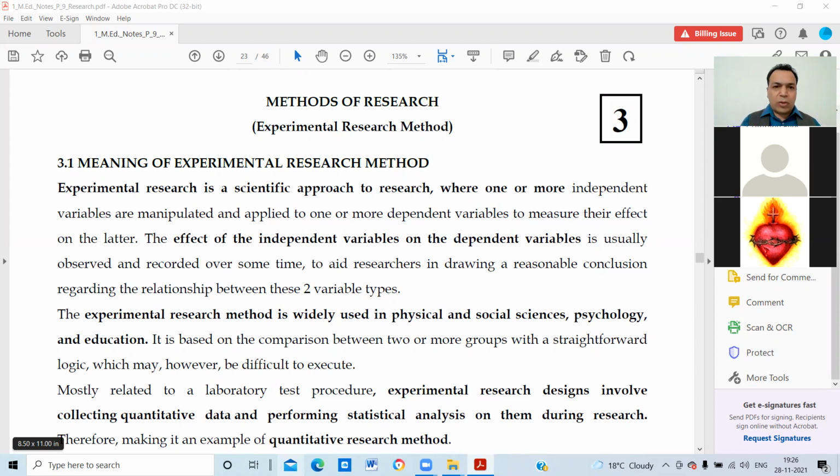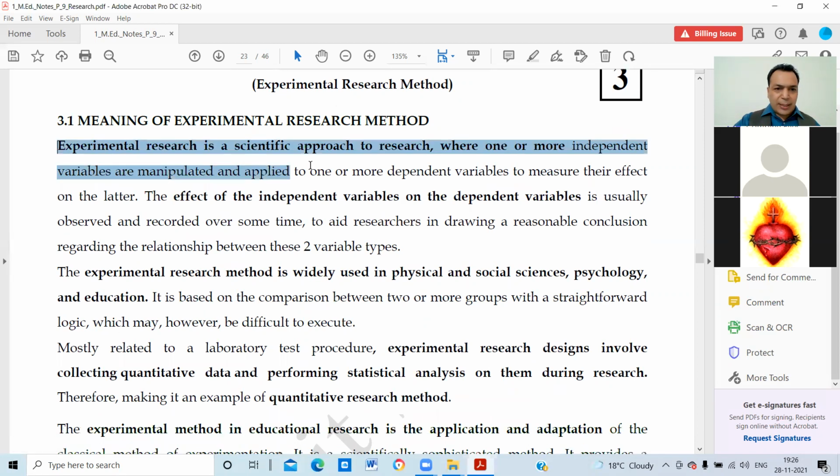Under the topic of method of research, we are discussing experimental research method today. Directly I start with it. So experimental research method is a scientific approach to research where one or more independent variables are manipulated and applied on one or more dependent variables in order to measure their effect on the latter.